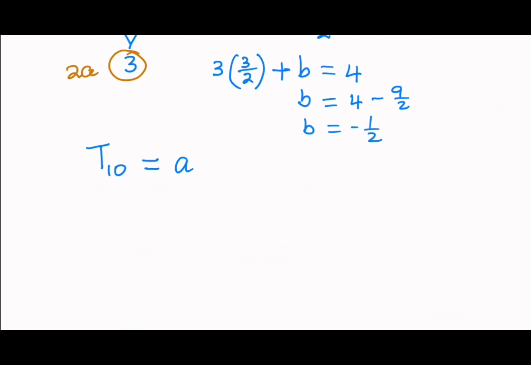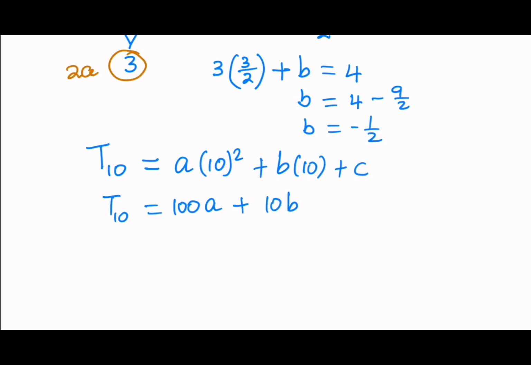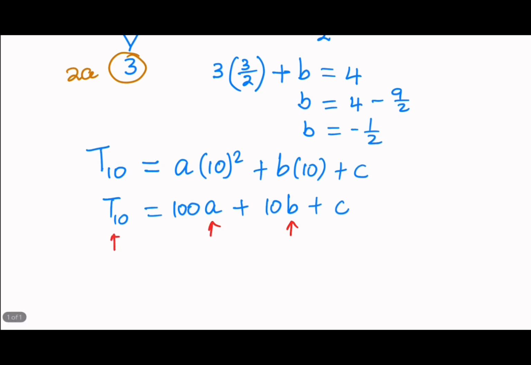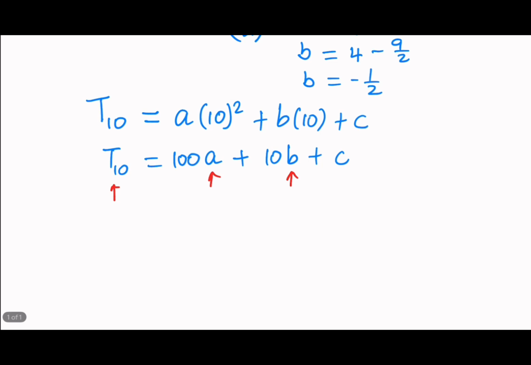So it's a times 10 squared plus b times 10 plus c. And we can simplify this a little bit. So T10 is equal to 100a plus 10b plus c. We know a, and we also know b. We mustn't forget that we already know those two things. And we also know T10. That's the whole point of us doing this, because we know T10. So we're going to change T10, which we know to be 0. That was given to us.